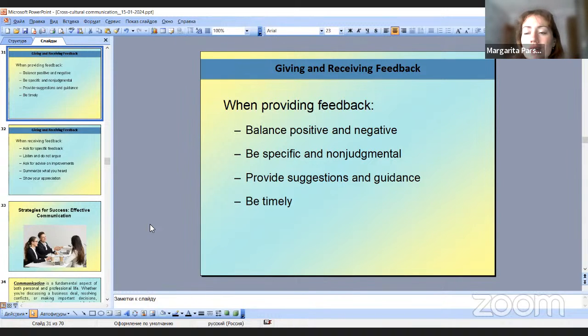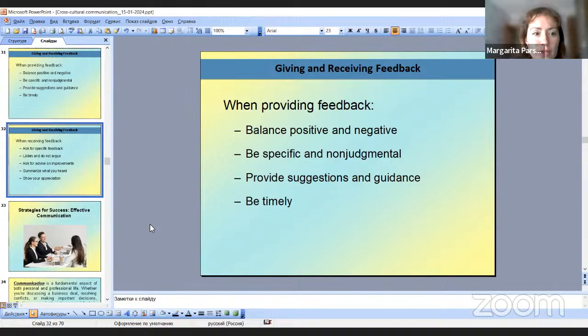So possessing the whole information from every person is important to provide good feedback and to make your communication process better.